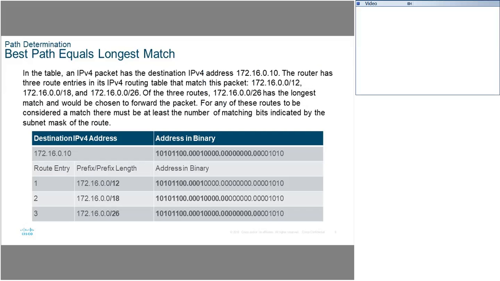Here comes a slide. I think it's right here. The destination 172.16.0.10. In binary, here's what it looks like. That's 172 here, 16 here, 0 here, and 10 here.